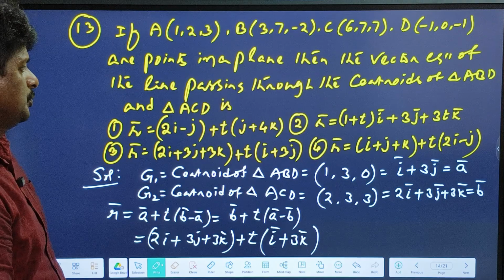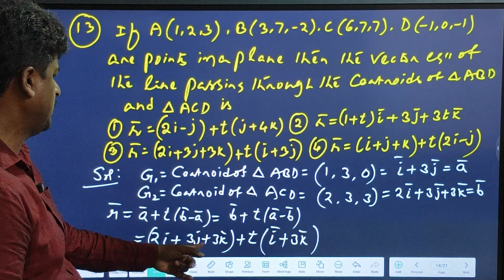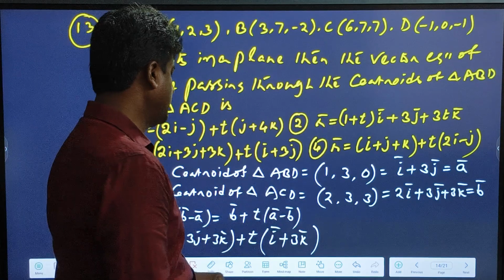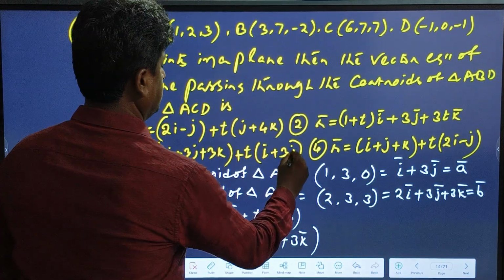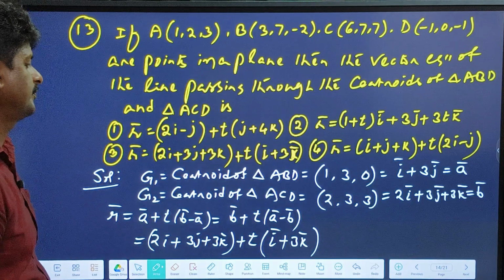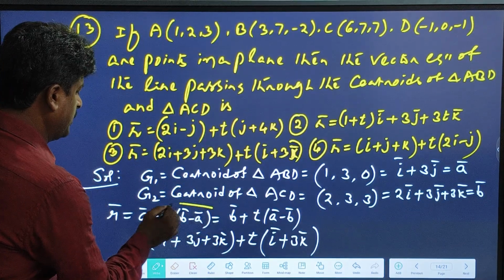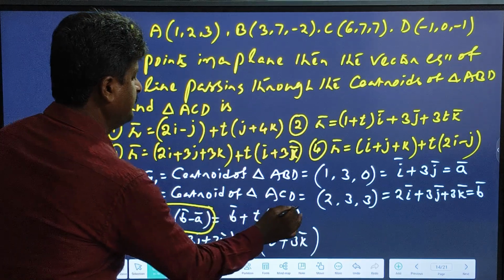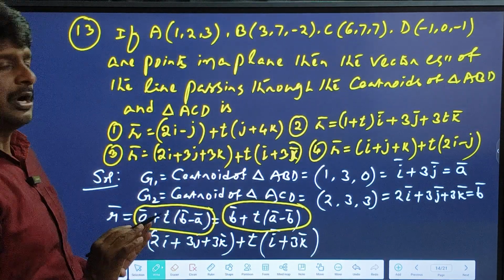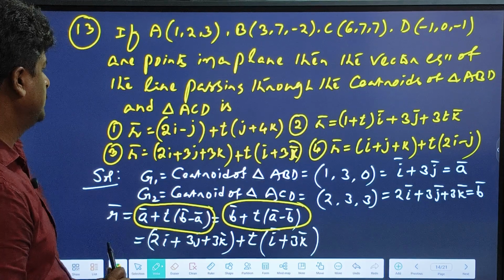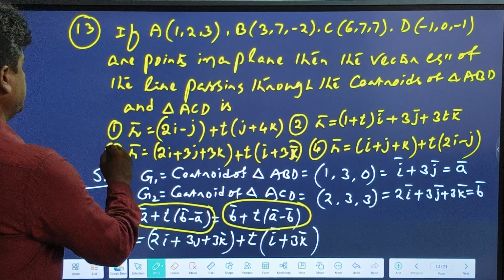r bar is equals to 2i bar plus 3j bar plus 3k bar plus t times i bar plus 3k bar. I think this is k bar, I think. Okay, so this is the answer. Whichever the formula, according to the options we need to change. According to the options we need to change. Okay, so that's why I think the third option is the right answer.